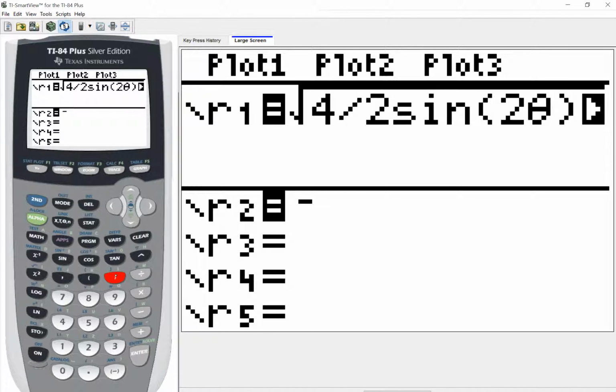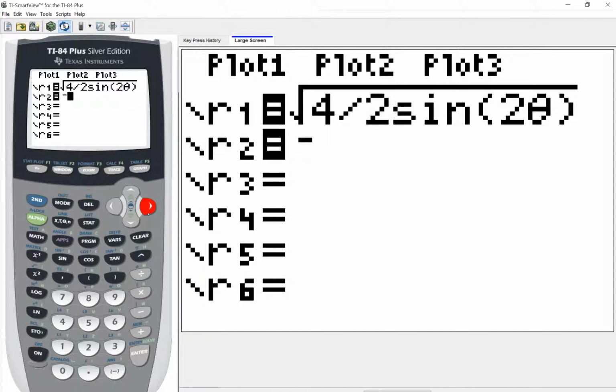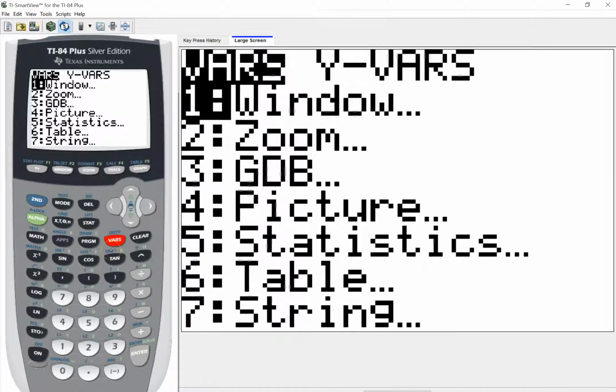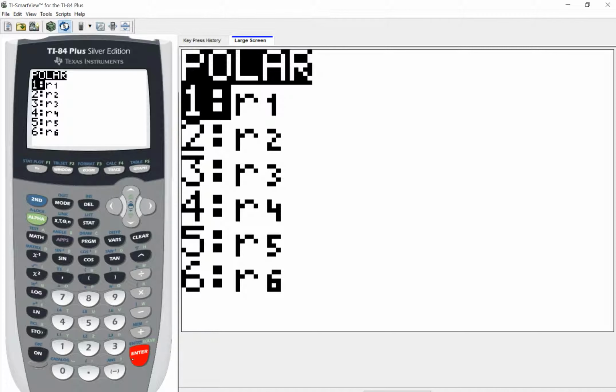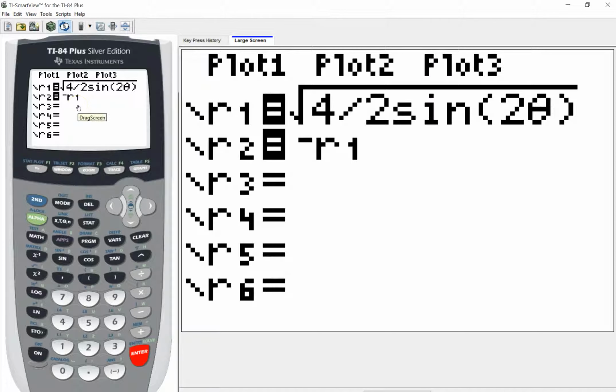Because it's r squared equals 4 cosecant 2 theta, which means r is the positive square root and the negative square root. Now, to do the negative version, you can retype the entire thing, but there is a shortcut, because what I want is the negative of this r1. Watch now. Variables. Press the right arrow button, that's the y variables button. I'm not working in function mode or parametric mode, I'm working in polar mode. Enter. Now, which variable do you want? R1. So the negative of R1 is what I'm going to graph there. It is a beautiful little thing.